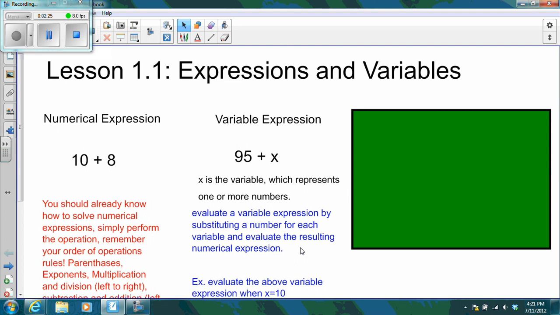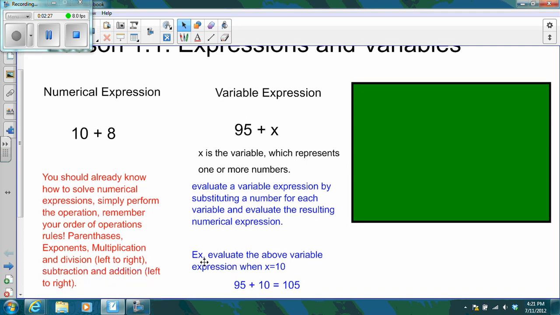So an example, evaluate the above variable expression when x equals 10. So we can plug in 10 for x, so we get 95 plus 10, and that's equal to 105. So this is the difference. The variable expression will have a variable in it, while numerical expressions only have numbers.